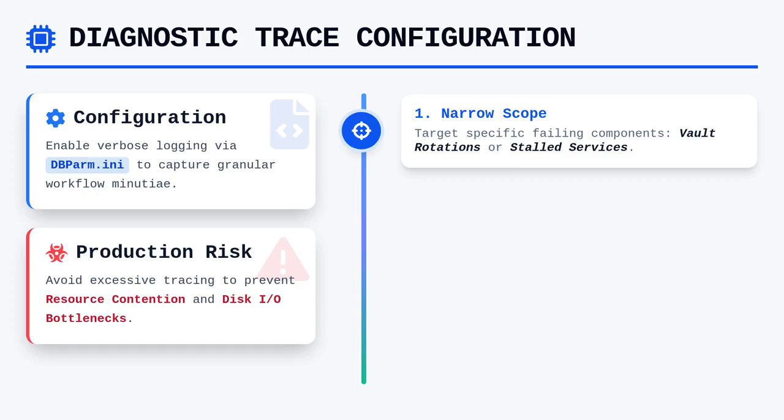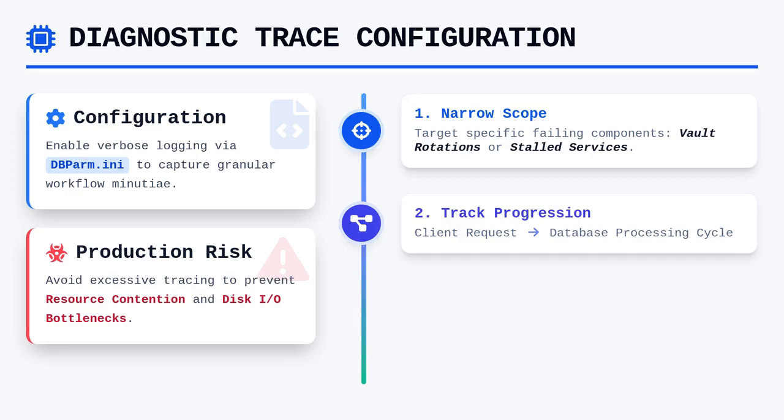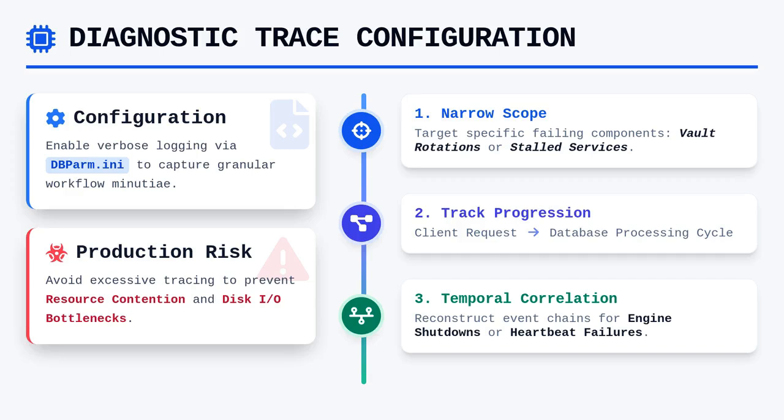Once you have narrowed the scope, tracking the progression from a client request to the subsequent database processing cycle becomes the primary method for mapping system events across a timeline. This temporal correlation is essential when you are trying to reconstruct a chain of events following a sudden engine shutdown or an unexpected service heartbeat failure.